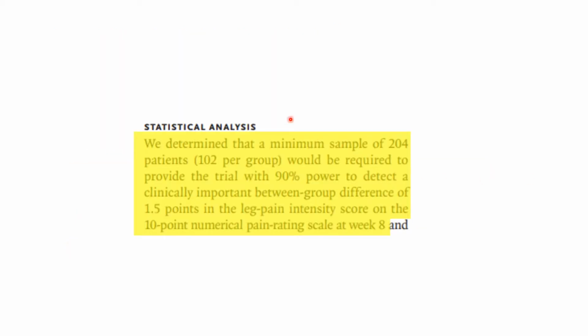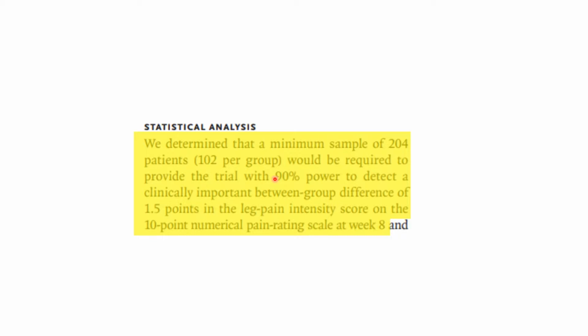So the way we get around that is we go to the statistical analysis section and see what the primary outcome was. You look at what we call the power. So 90% power means a 10% chance of one of these type 2 errors occurring. 80% power means a 20% chance. 70% power means a 30% chance. And we accept 20% or less.